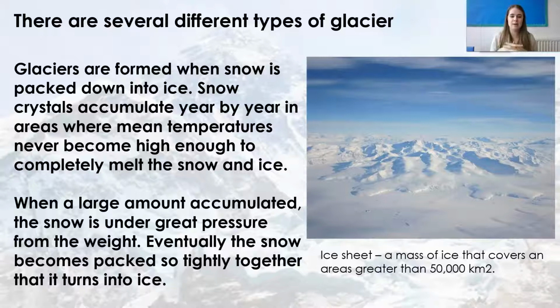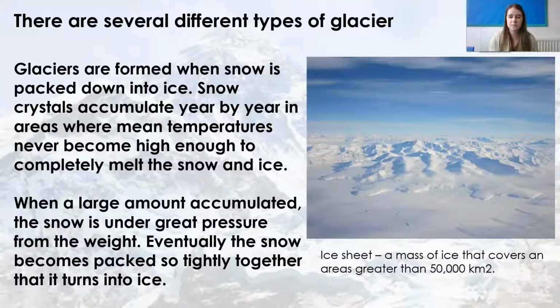Now, when a large amount accumulates, so comes together, okay, the snow is then under a great pressure from the weight because it's quite heavy. Have you ever imagined rolling a giant snowball to make the head of a snowman, trying to pick that up? My goodness, it's really, really heavy. So because that snow gets heavier and heavier, obviously that weight compacts it and gets further and further down, and that's how it then turns into ice.